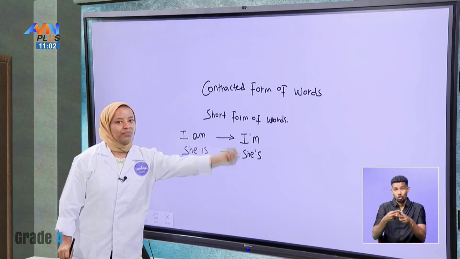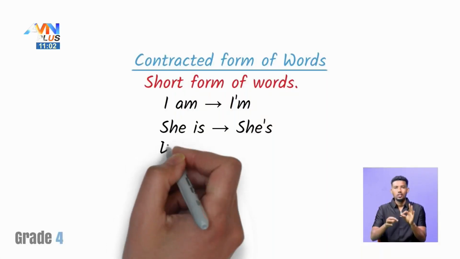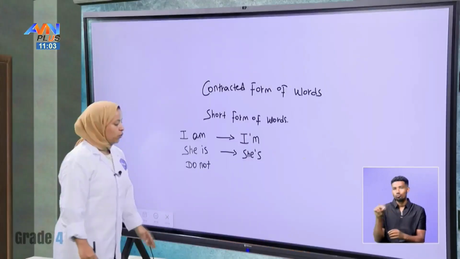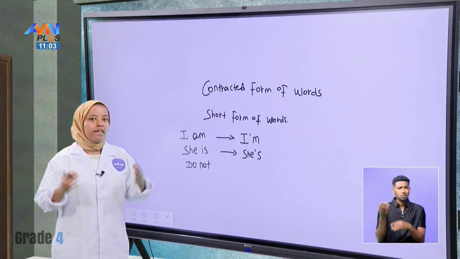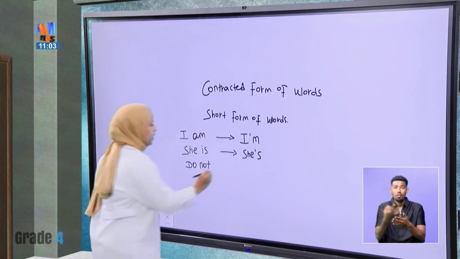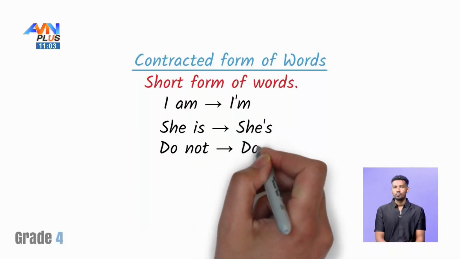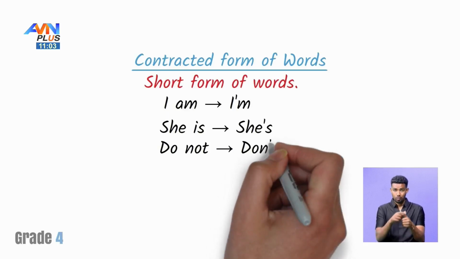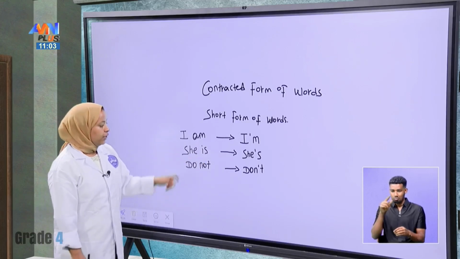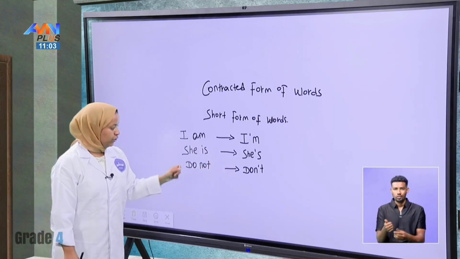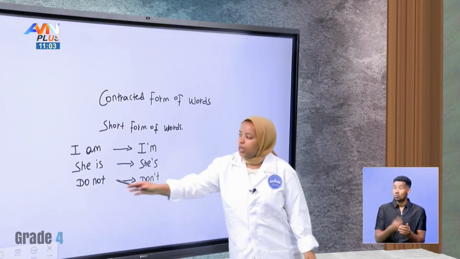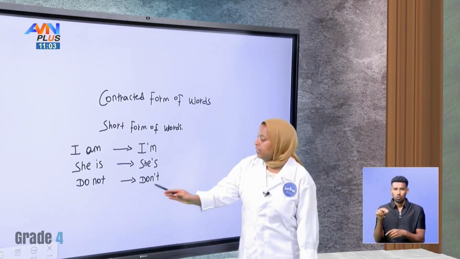Let us use the next one. Do not. Students, we were learning about do and does. This is called verb to do. So let us make this short form of word. Let us take do, and apostrophe T. After apostrophe, there is T. Do not. Don't. Look, students, this one is when we read do not, and when we come to this one, don't.